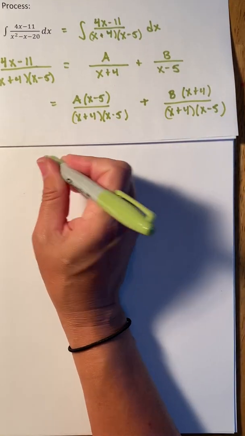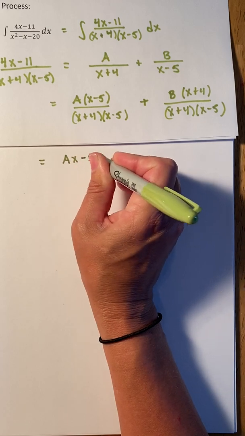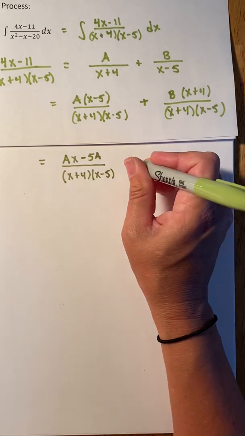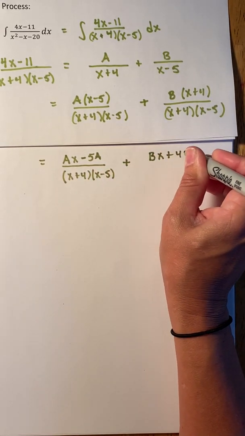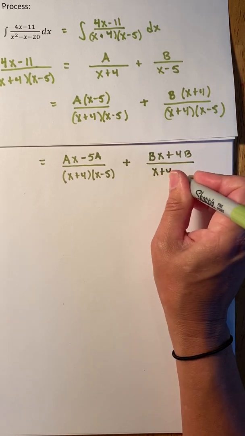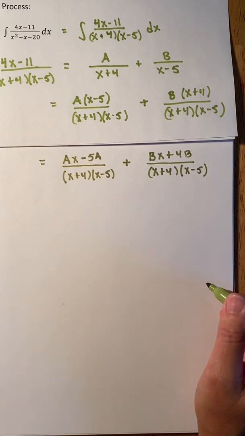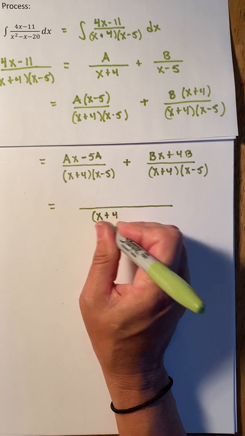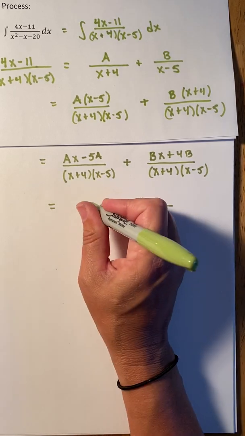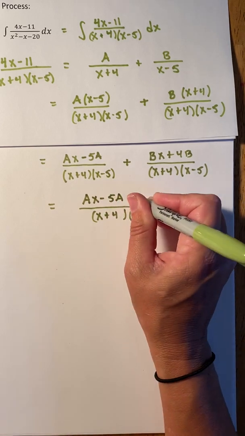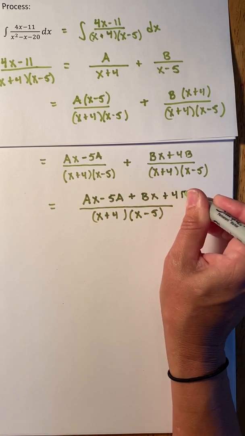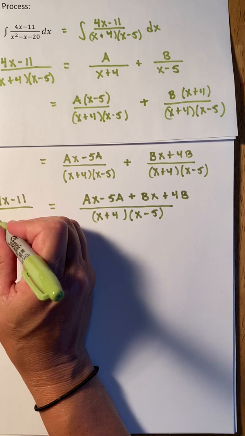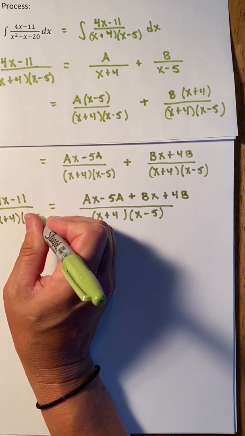All right, so now my new left numerator is ax minus 5a all over the common denominator x plus 4, x minus 5, plus bx plus 4b all over the common denominator x plus 4, x minus 5. Now that we have common denominators, we can add the numerators and keep the common denominator. We get ax minus 5a plus bx plus 4b. Now remember, this all equals 4x minus 11 all over x plus 4 times x minus 5.